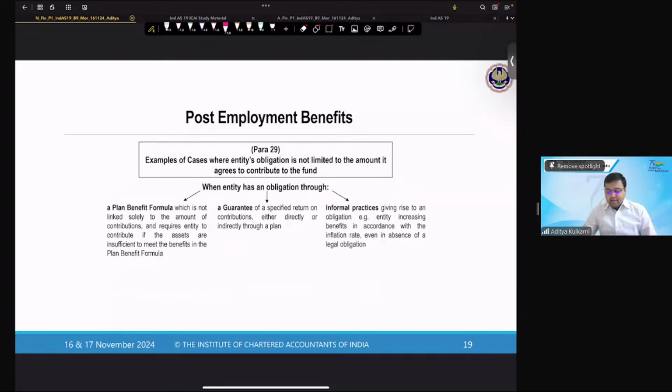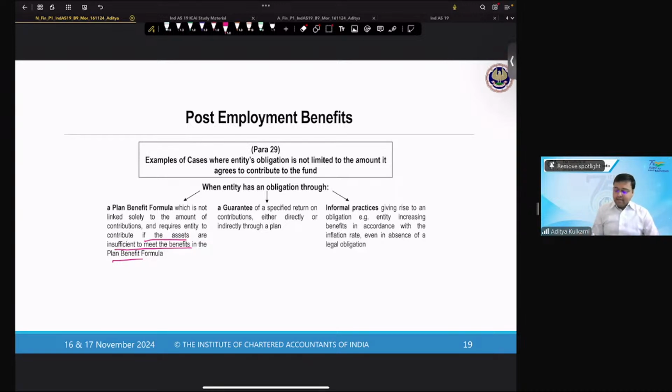Examples are given where the entity's obligation is not limited to the amount it agrees to contribute to the fund, like a plan benefit formula which is not linked solely to the amount of contributions and requires the entity to contribute if the assets are insufficient to meet the benefits in the plan formula. You are putting money in the fund, but if it is inadequately funded, meaning you did not create sufficient assets, then you as the employer have to put more money in the fund to meet the obligation. So though there is a fund, it's dependent on the employer entity itself, and therefore this may appear to be a contribution, but the obligation is more than the contribution.